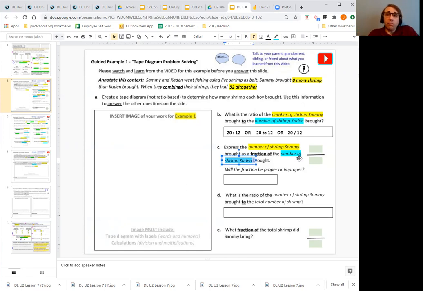Sometimes it's possible to actually have more than the total. Like if you got extra credit on a quiz or on a test, you could have over 100%, and that would represent having more than the total amount. So in this case, we're comparing Caden's number as the total, so that's the bottom number, the denominator, and Sammy's number is the top number, because we're comparing it to the total. So it's 20 compared to 12.